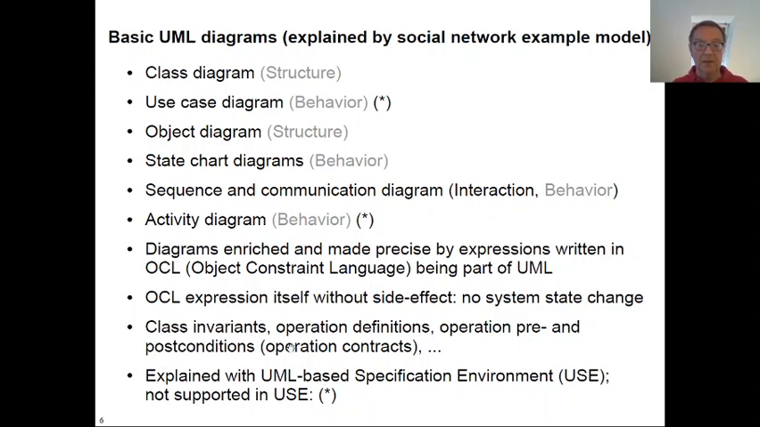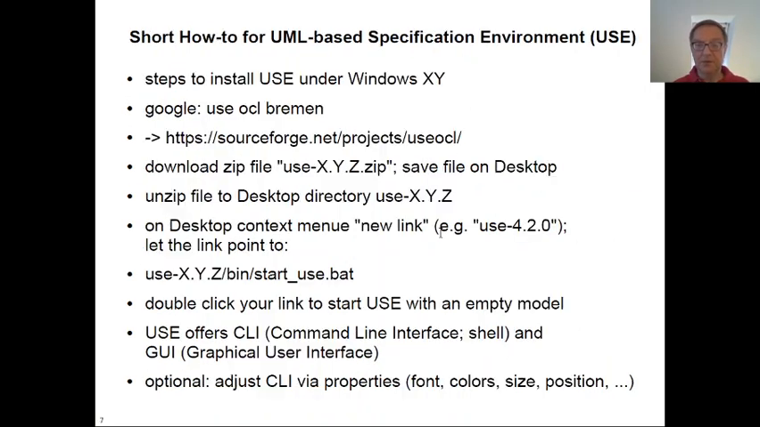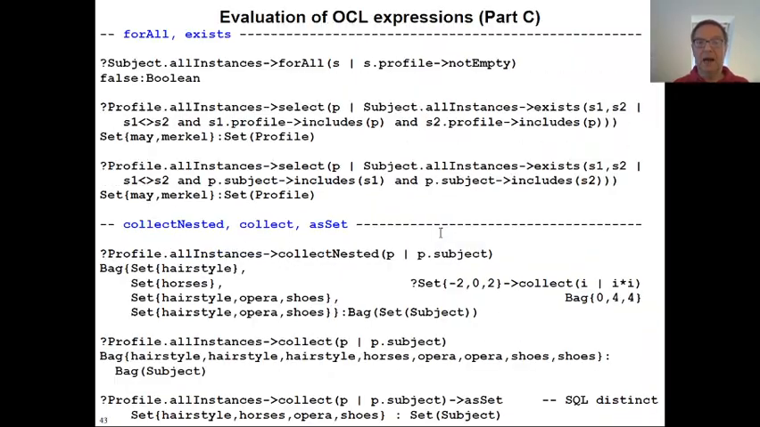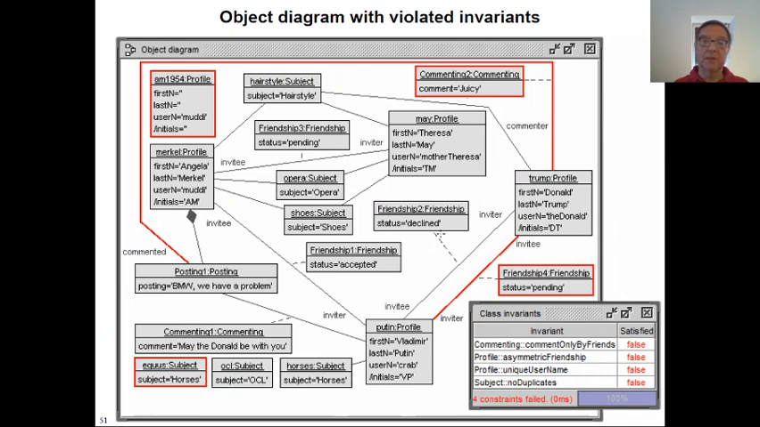And the example of our social network also pointed out that the UML-based specification environment, this tool, can be used in a particular way for exploring a model and for building system states and for checking whether certain invariants are fulfilled or violated, and so positive and negative test cases for models can be built in form of object diagrams.